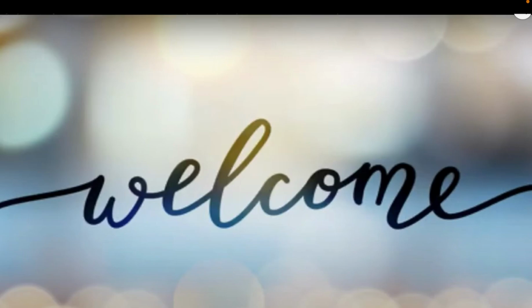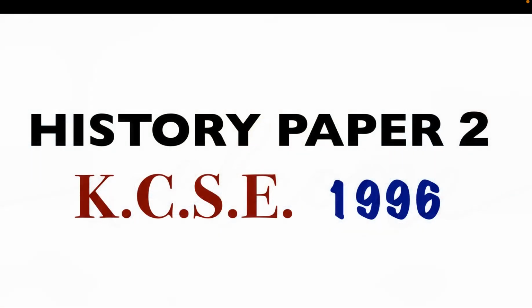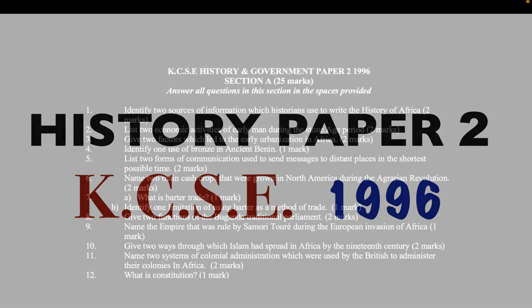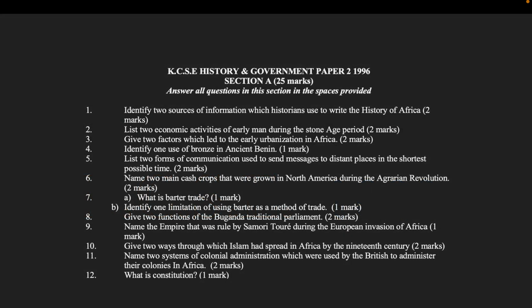We are going to look at KCSE History and Government Paper 2, 1996. Section A, 25 marks. Answer all questions in this section in the spaces provided. Identify two sources of information which historians use to write the history of Africa, 2 marks.